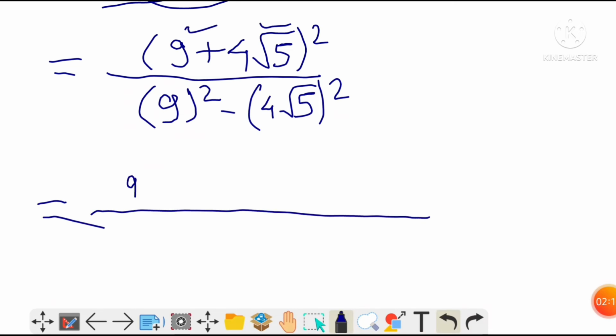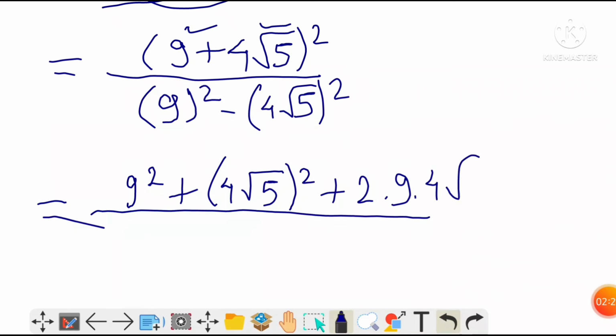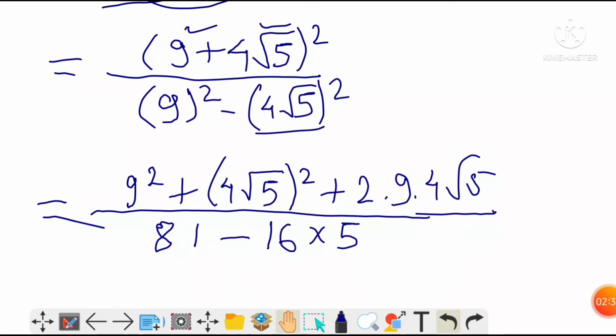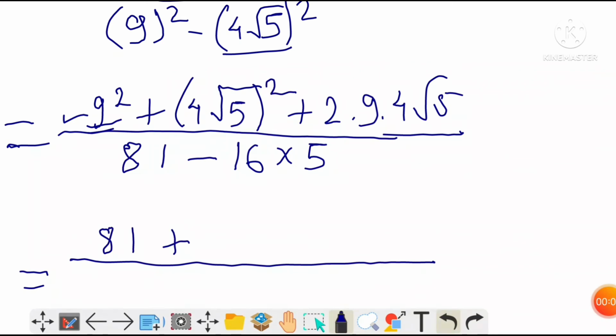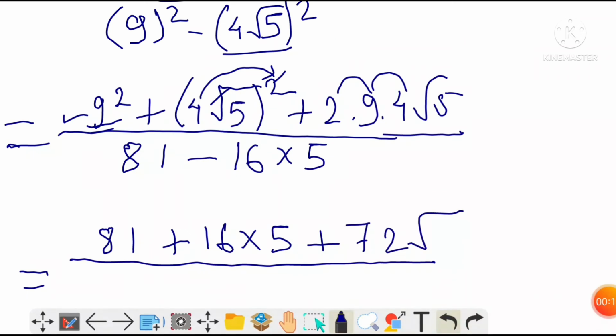In the numerator, we are having a plus b whole square, so a square plus b square plus 2 into a into b, 4 root 5. In the denominator, we'll have 9 square 81 minus 4 square is 16 into root 5 square is 5. In the numerator, we have 9 square is 81 plus 4 square 16 into root 5 square 5 plus 2 9s are 18, 18 into 4 is 72 root 5.